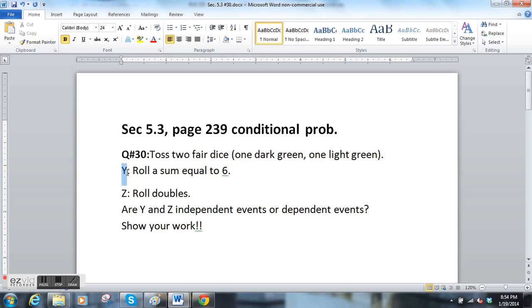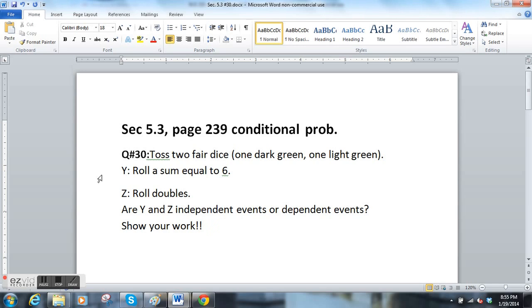So the event Y is that you roll a sum equal to 6 on both of the dice, and event Z is defined as rolling doubles. The question asks, are Y and Z independent events or dependent events? And you must show your work. So on a test, you are not allowed to say, no, they are not independent, or yes, they are. You have to show your work.